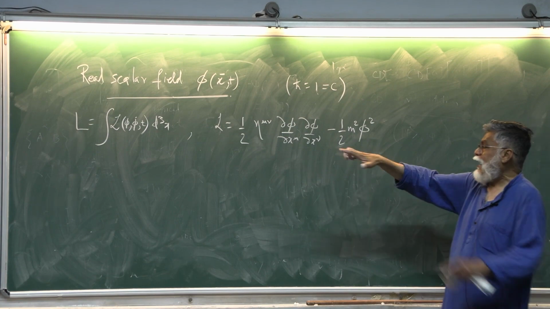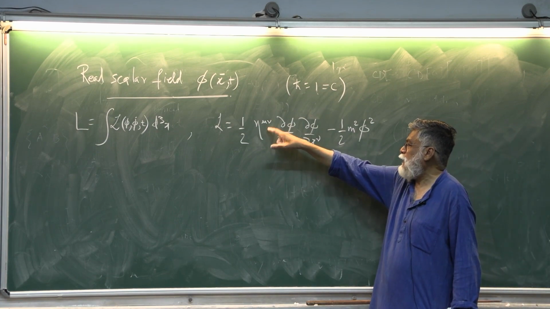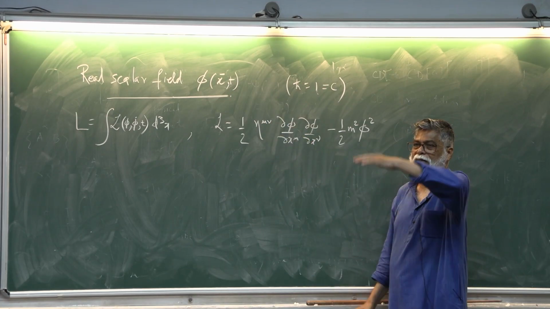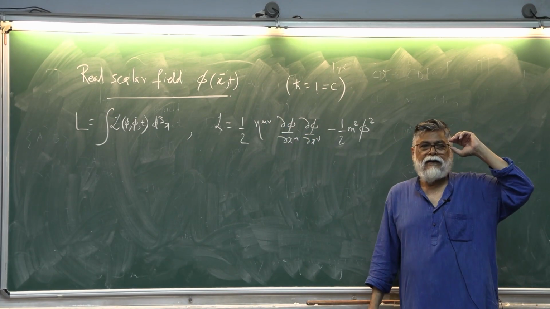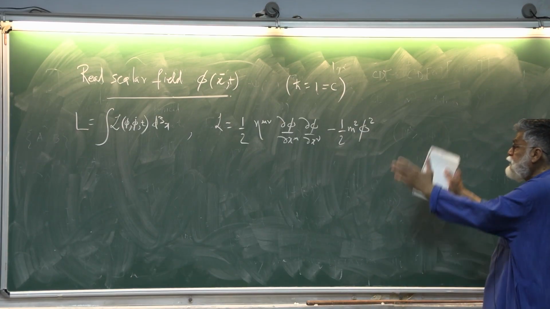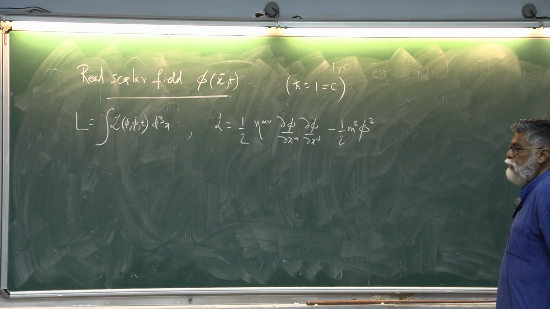Again, flat space time, some Minkowski metric is appearing. Indices are repeating, meaning they are being summed over from 0, 1, 2, 3. So this is my Lagrangian density.